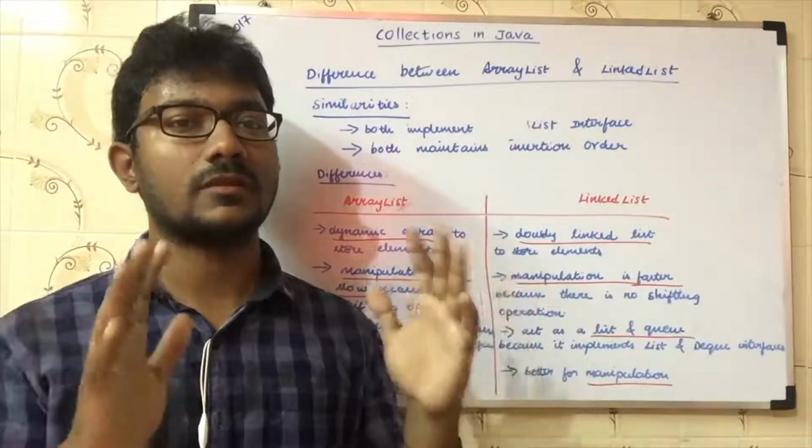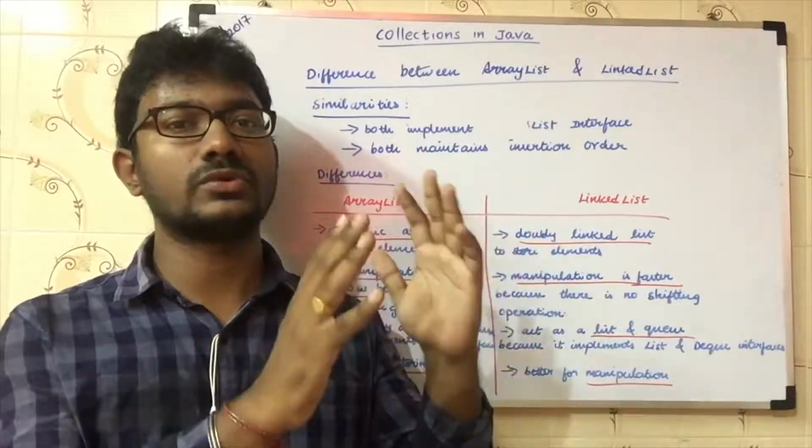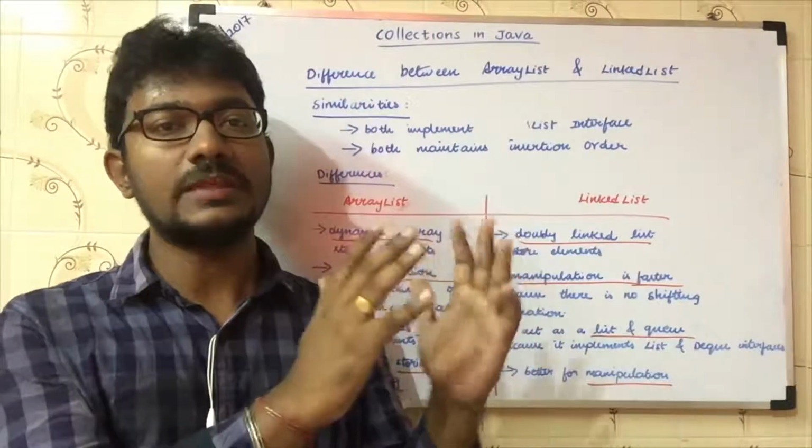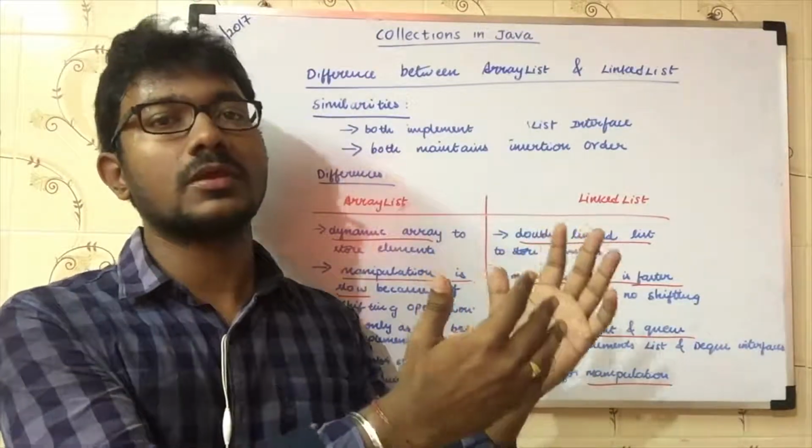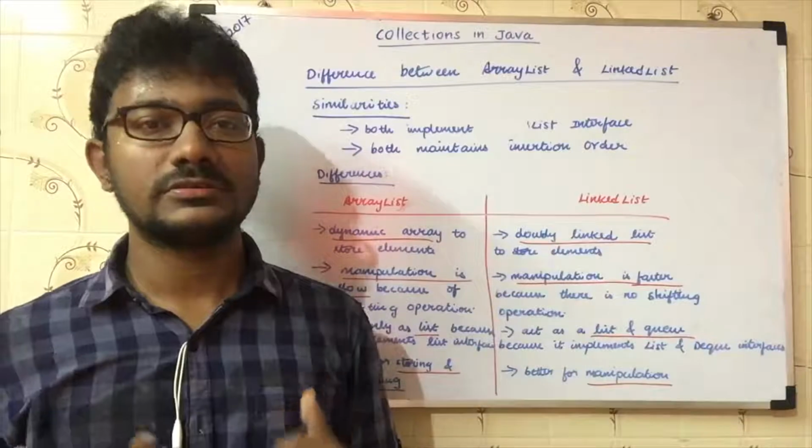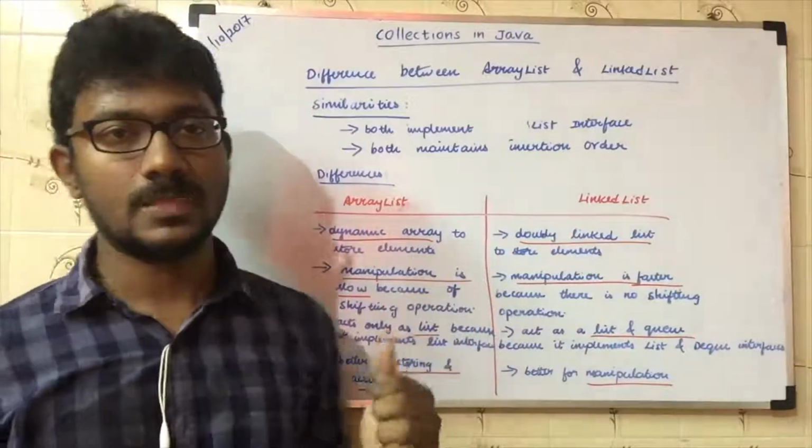And the second point is manipulation is slow in ArrayList because consider this. If there are 10 elements, and we are trying to delete the 5th element, the elements that are after the 5th need to be shifted one position before. That's the reason why manipulation is slow.